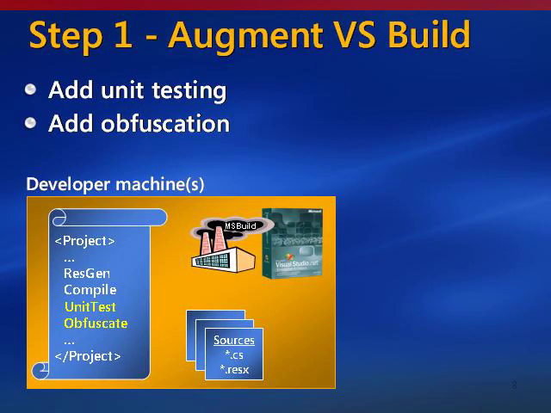Step one is going to be for us to augment our build process and include into it the unit test step as well as the obfuscation step. So let's go back to the demo and let's actually change our targets file to incorporate these two steps.